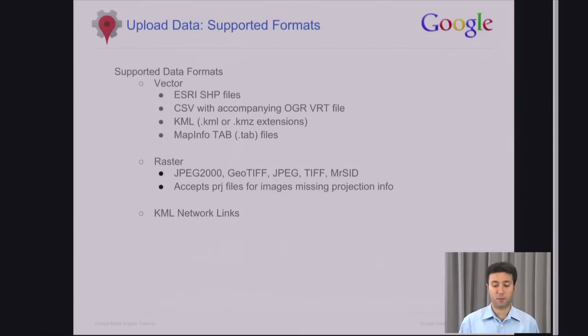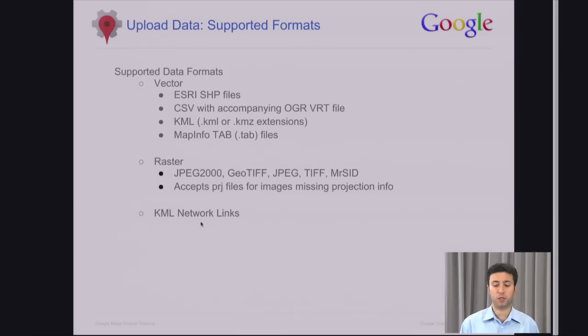Let's take a look at the supported data formats for both vector and raster data sources. For vector, we support ESRI shapefiles, we support CSV files, and for CSV files, they have to be accompanied by the virtual driver file, the .vrt file. We also support KML, so anything with .kml or even .kmz. And last but not least, we support MapInfo TAB files for vector data sources. For raster sources, we support JPEG 2000, GeoTIFF, TIFF, MrSID, and even for imagery that does not have projection information embedded, we allow you to input an accompanying .prj file along with the imagery data source.